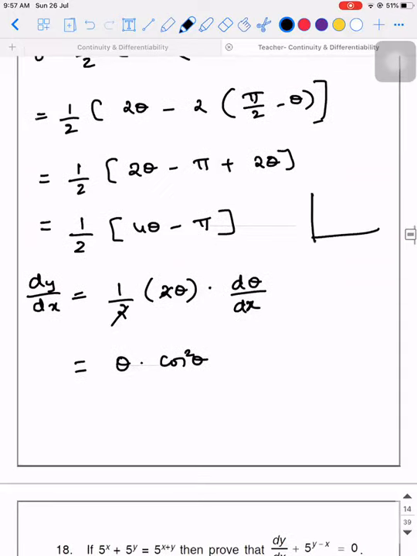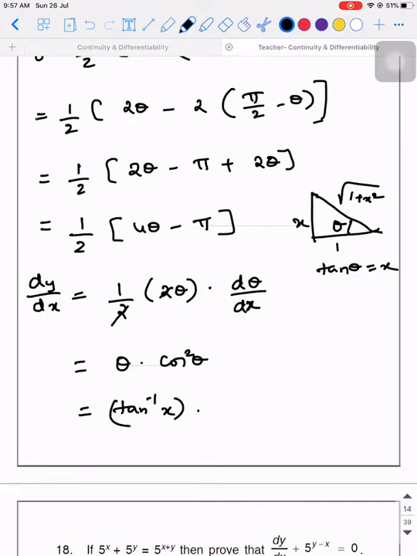Since tan theta is equal to x, this will be x and this will be 1, and the hypotenuse will be root of 1 plus x square. So what is the value of theta? Theta is tan inverse of x. What is cos square theta? Cos square theta is 1 by 1 plus x square.